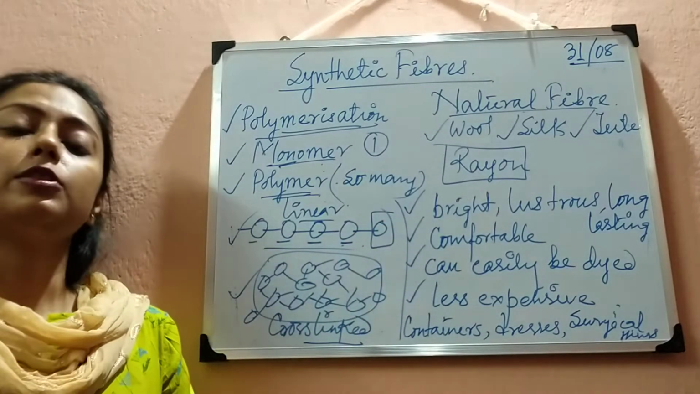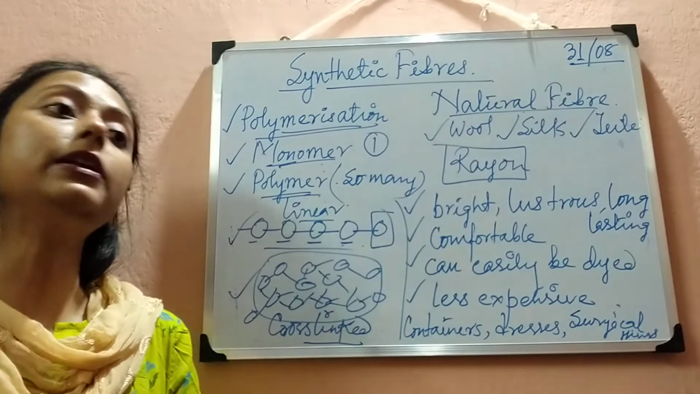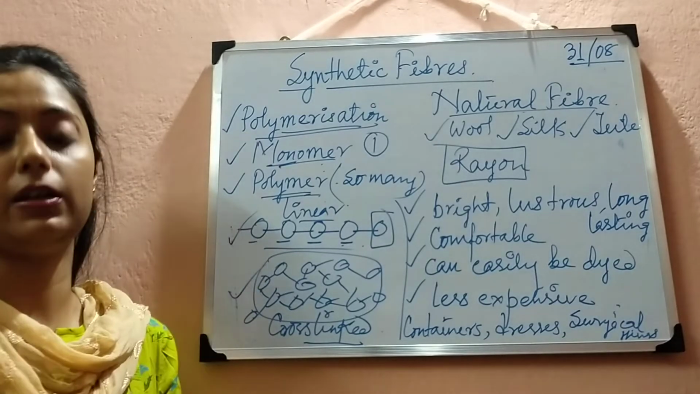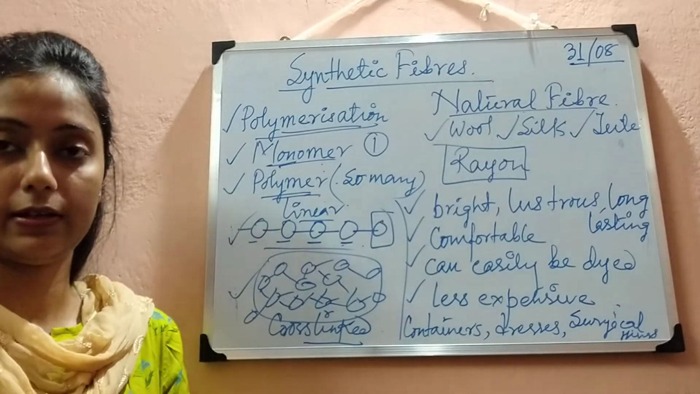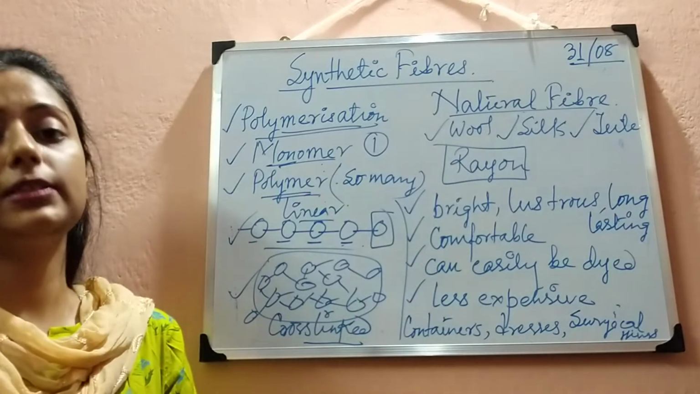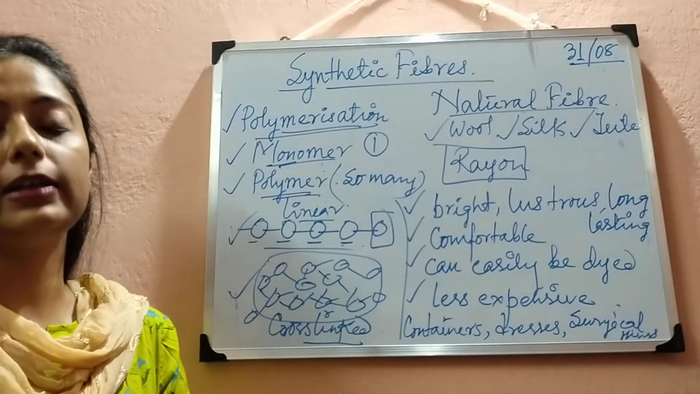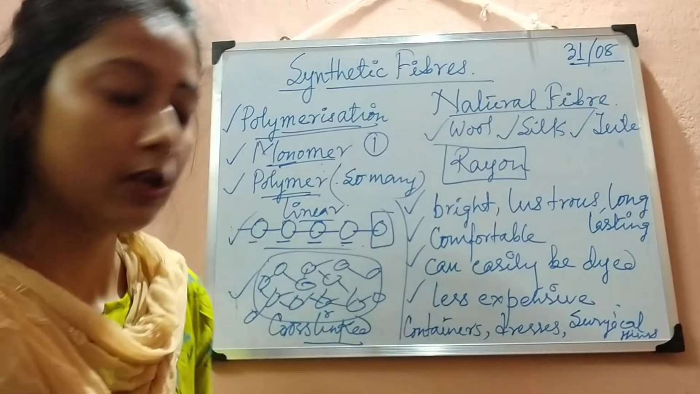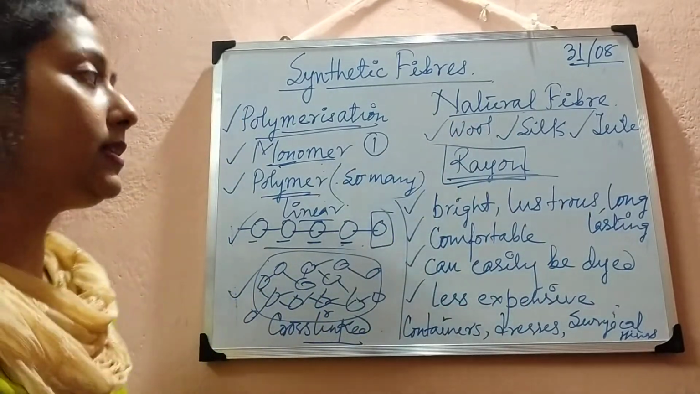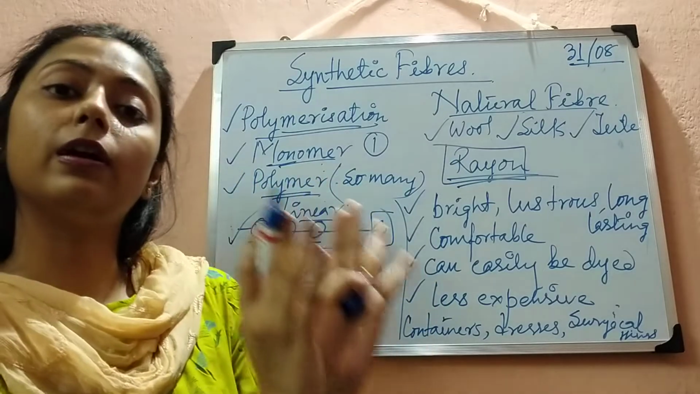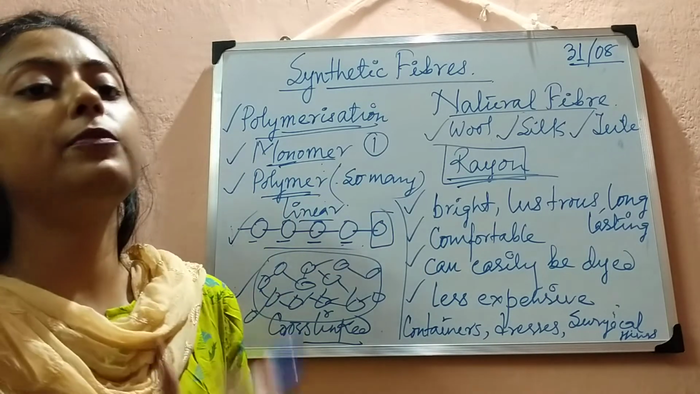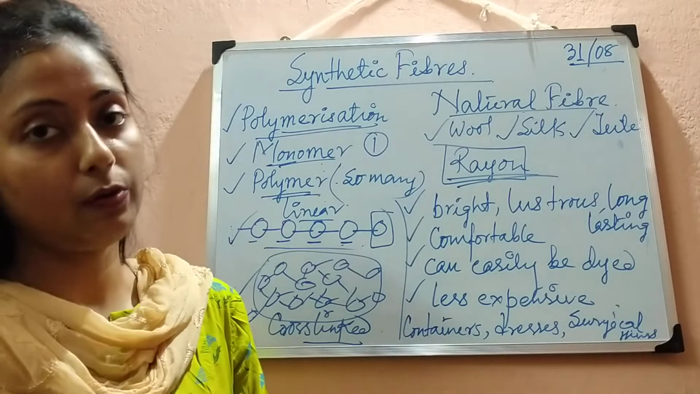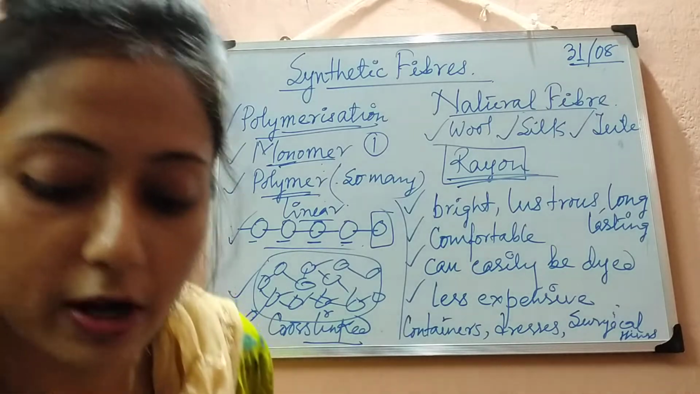Why? Because the source of rayon is plant, I mean natural, but the procedure of obtaining the rayon from a plant is truly artificial. That's why rayon fiber is basically called an intermediate fiber between the natural and the artificial one. Okay. So rayon is intermediate, that means its origin is natural, and the process of obtaining the fiber from the plant or nature is truly artificial. Okay. So let's talk about the rayon.